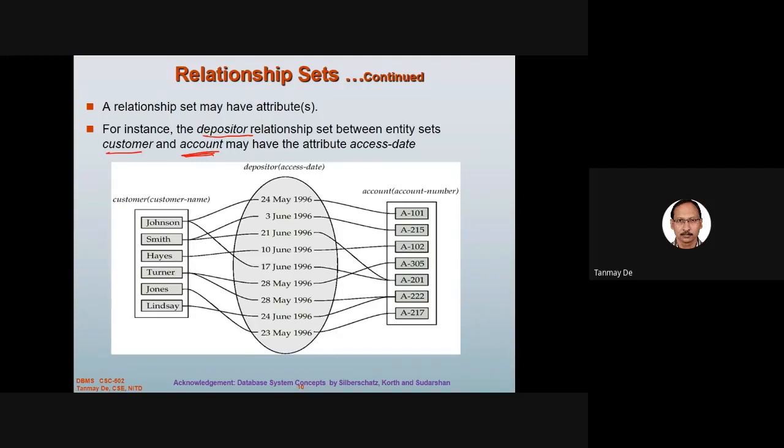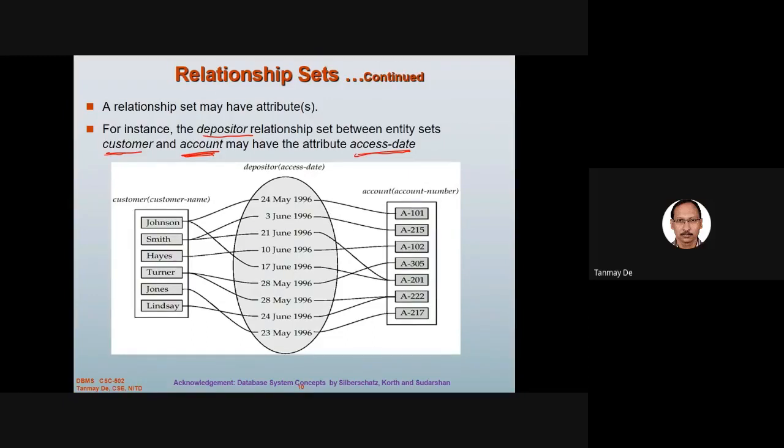customer entity set and account entity set, and this relationship has one descriptive attribute. This is the access date, when the account was last accessed. Okay, so if access date is one of the attributes, how is it described by the relationship depositor?